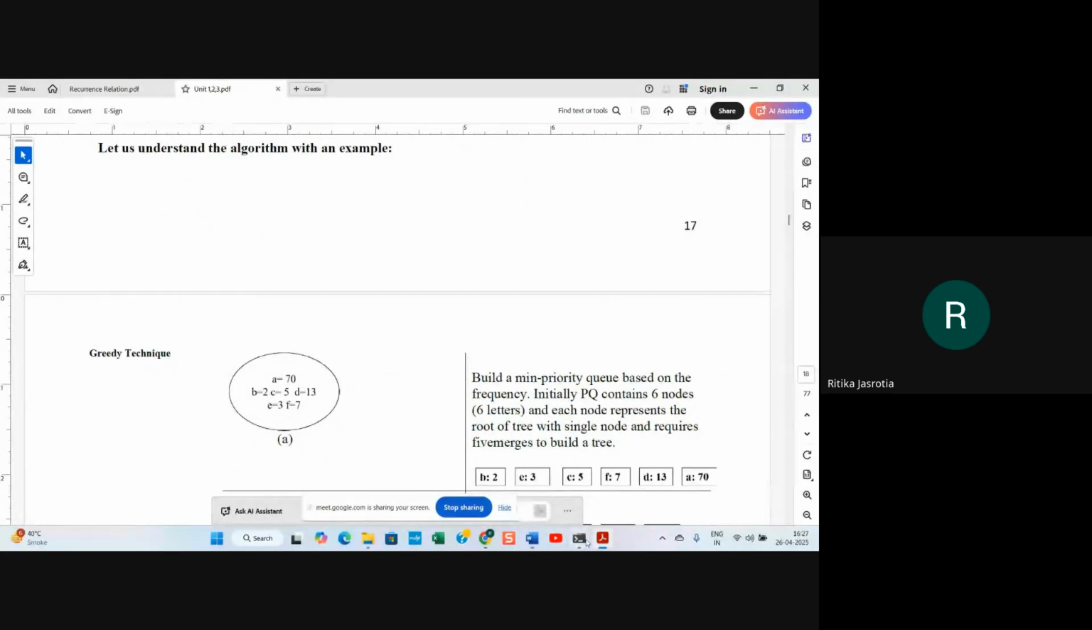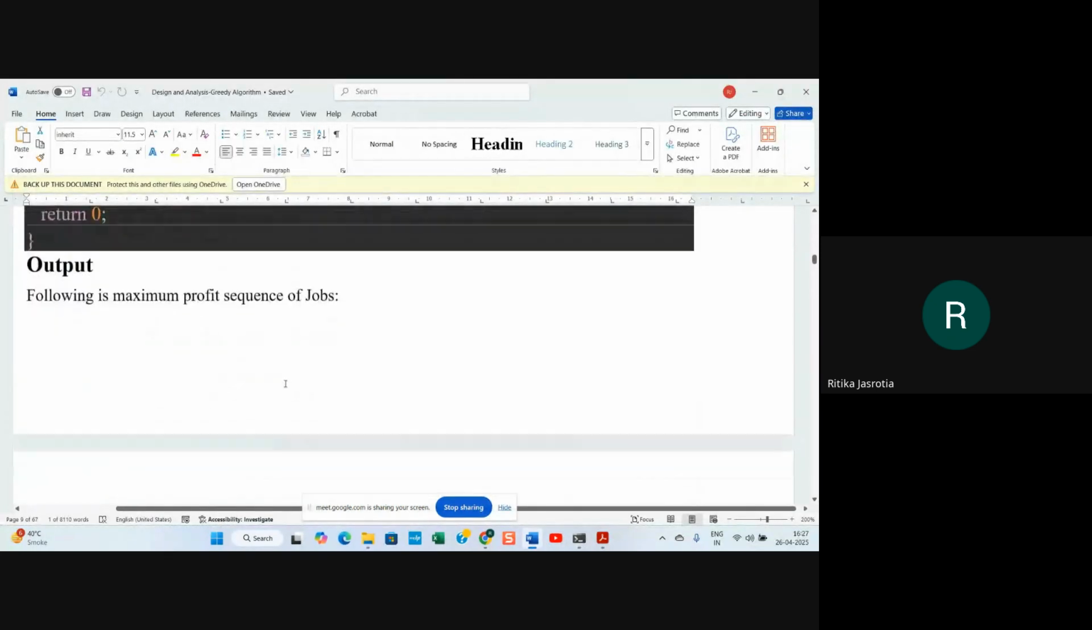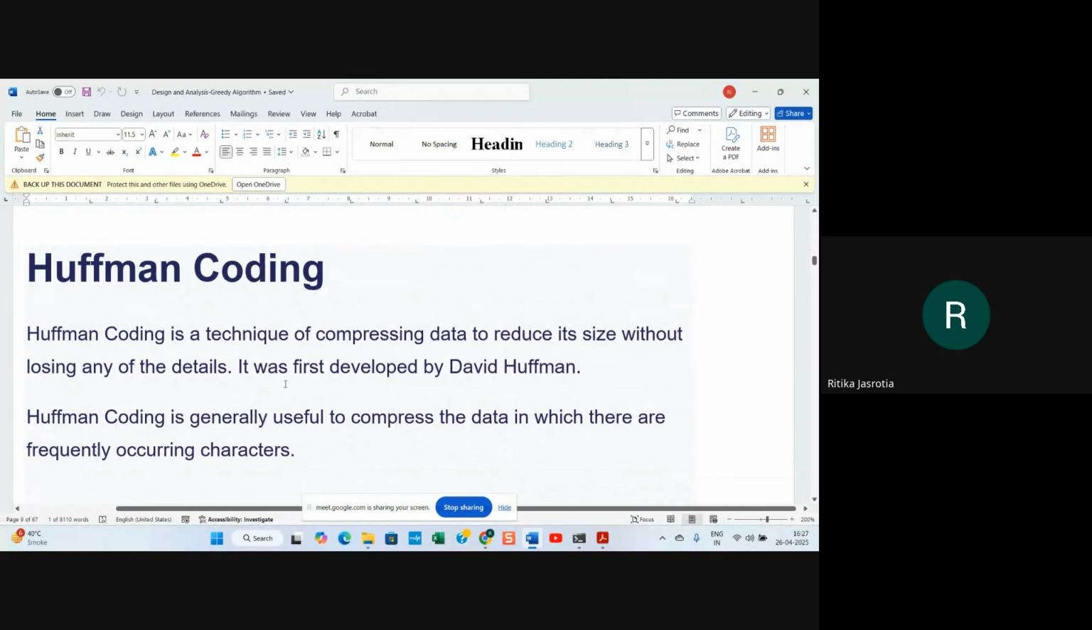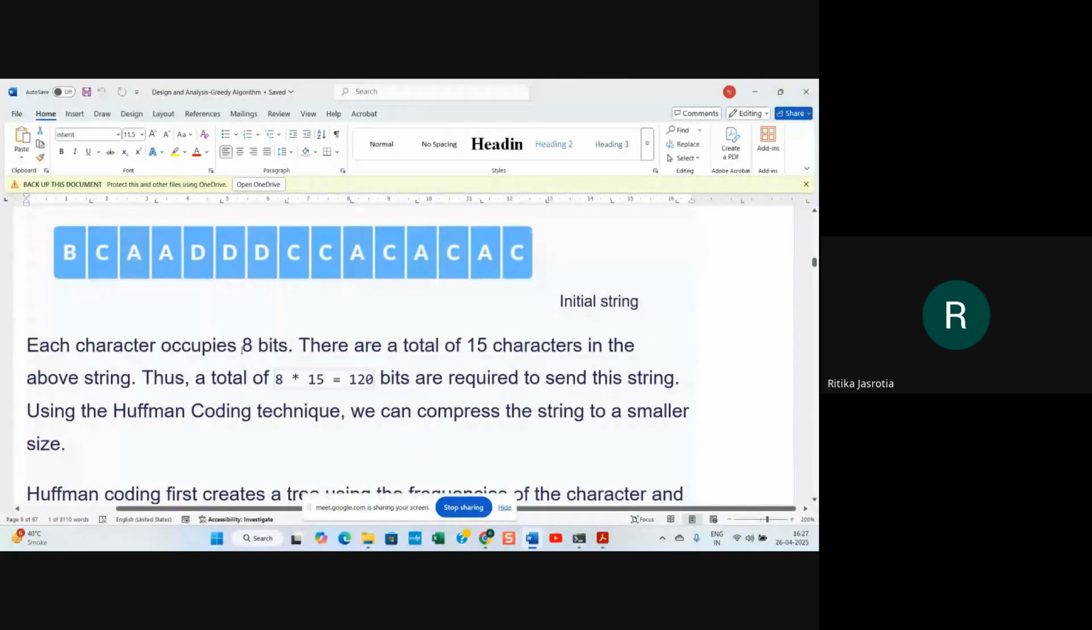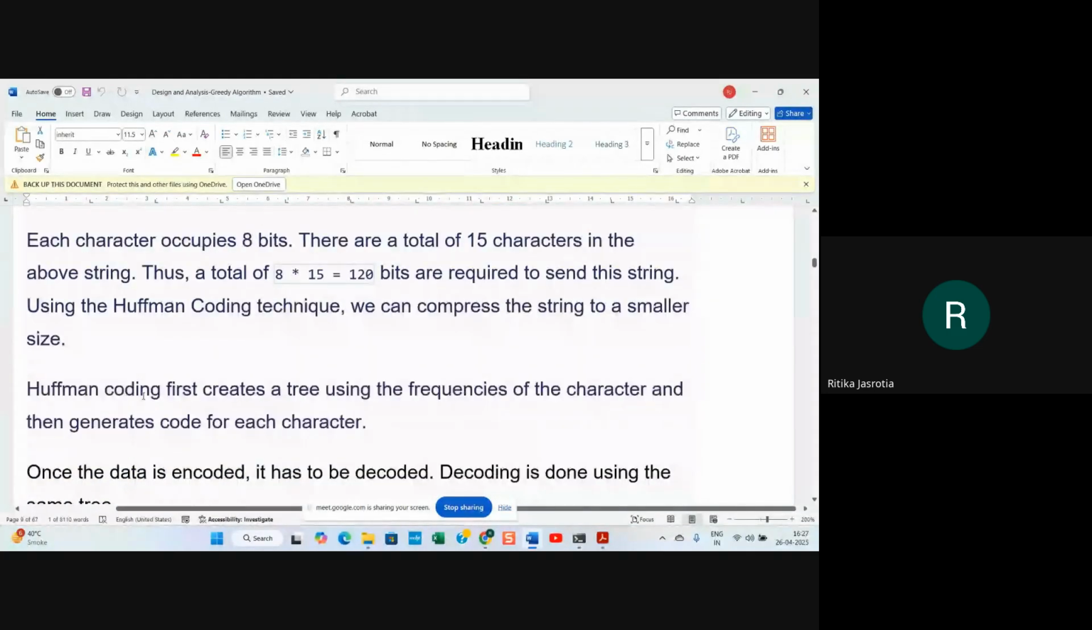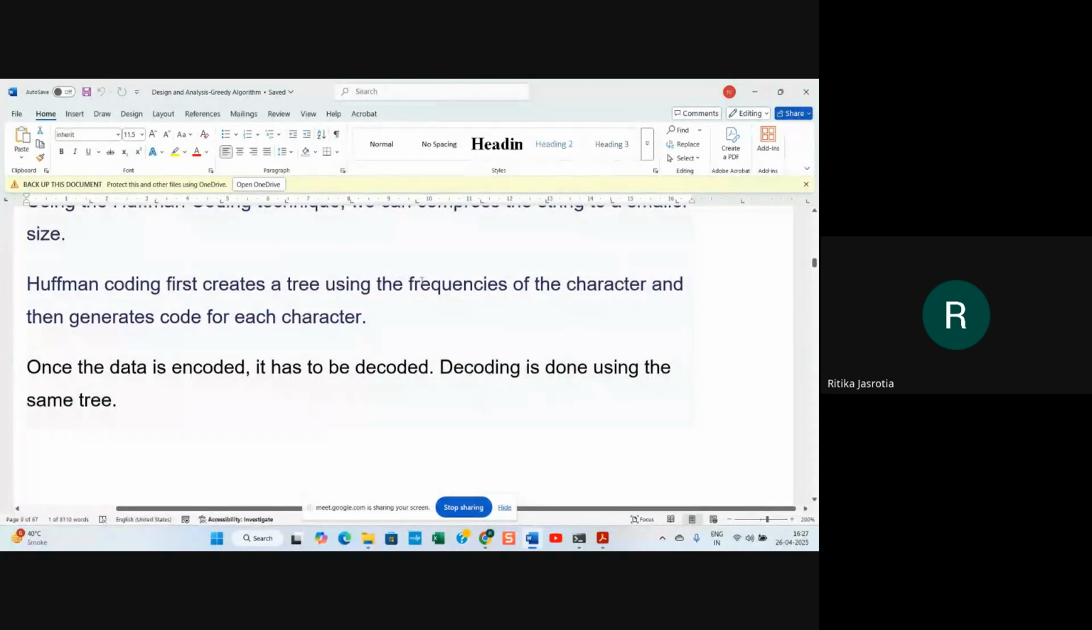So that is what they are talking about. For example, suppose this is your initial string. Each character occupies 8 bits. There are a total of 15 characters in the above string. A total of 8 into 15, 120 bits, are required to send the string. Using the Huffman coding technique, we can compress the string to a smaller size. Huffman coding first creates a tree using frequencies of the characters and then generates code for each character.